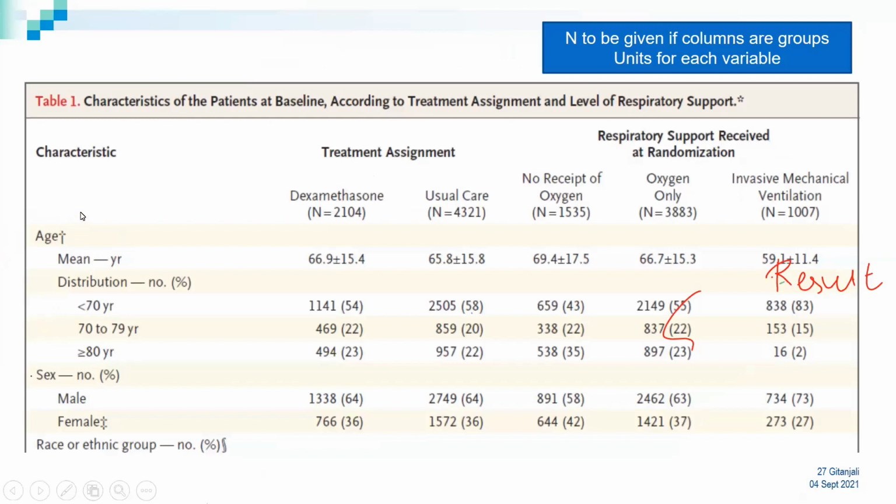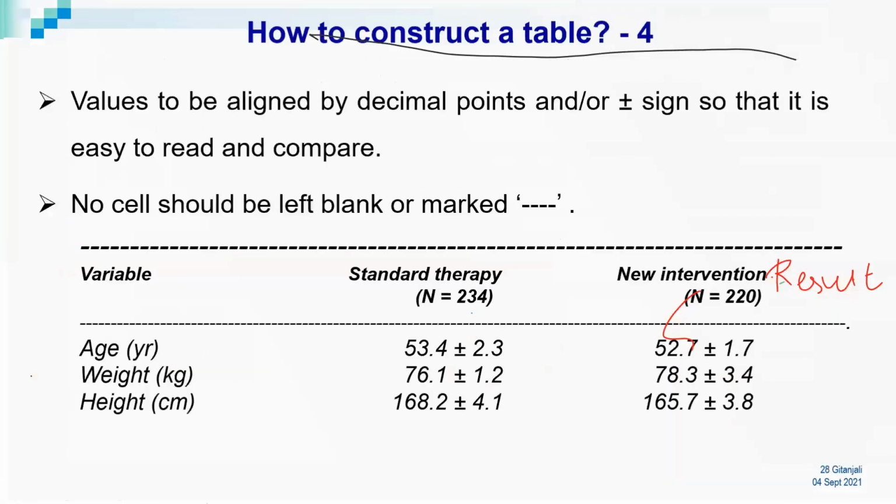So if you look at this, can you see here age? They have said mean and year. So clearly they are saying this number is the mean, which is given in years. So the units are given. Sex they have given as number, and within brackets the percentage. So when you write like this, this is the number and this is the percentage which they have put in brackets. Similarly, if you see distribution, number and percentage. Here mean, year. So here you know what this is. Okay, so this is what I wanted to tell you.